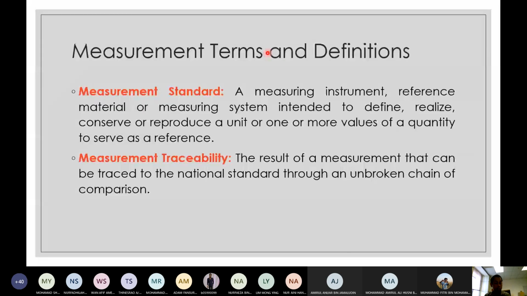Here are the terms and definitions, so you can read this on your own. What is a measurement standard and what is measurement traceability? Basically, a measurement standard means we want a measurement that uses a standard reference that can be agreed by all parties. And traceability is about the measurement itself: the quality of the measurement can be traced up to the national standard through an unbroken chain of comparison.